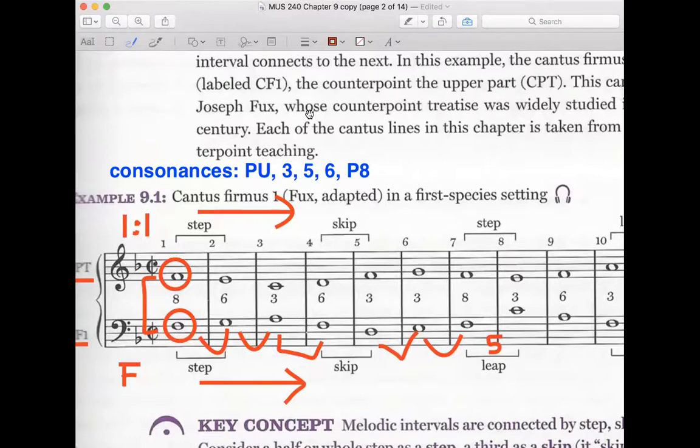And I should say harmonic consonances, meaning at the same time, note against note. Okay, so let's write that down. Harmonic consonances. Now, what do you notice from this group?